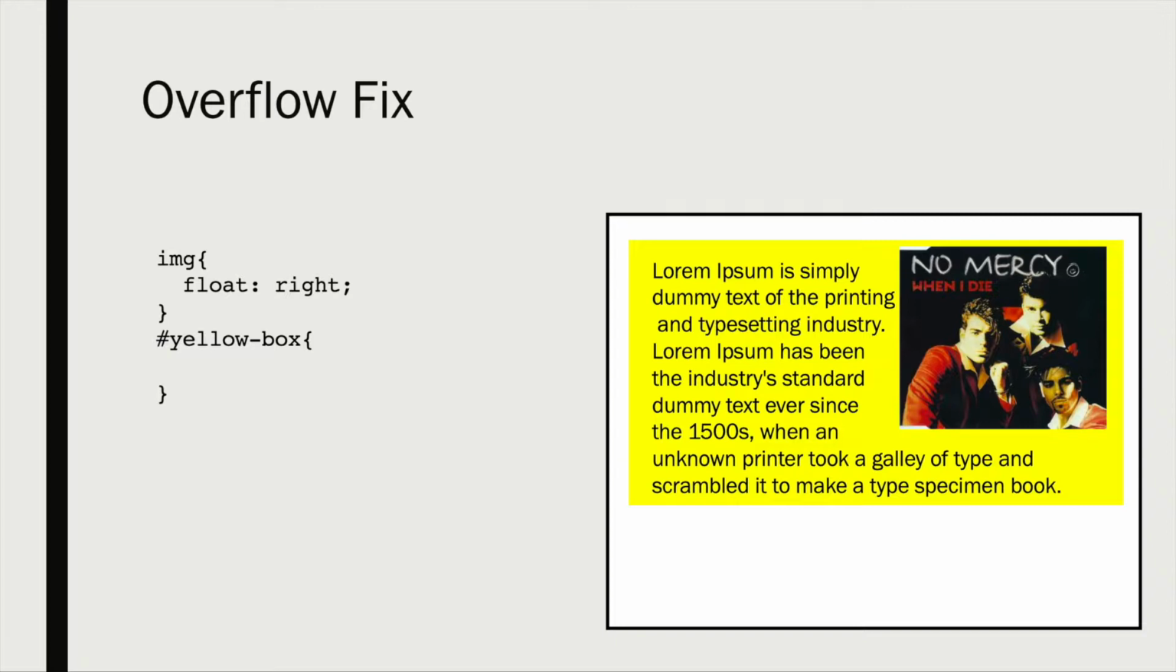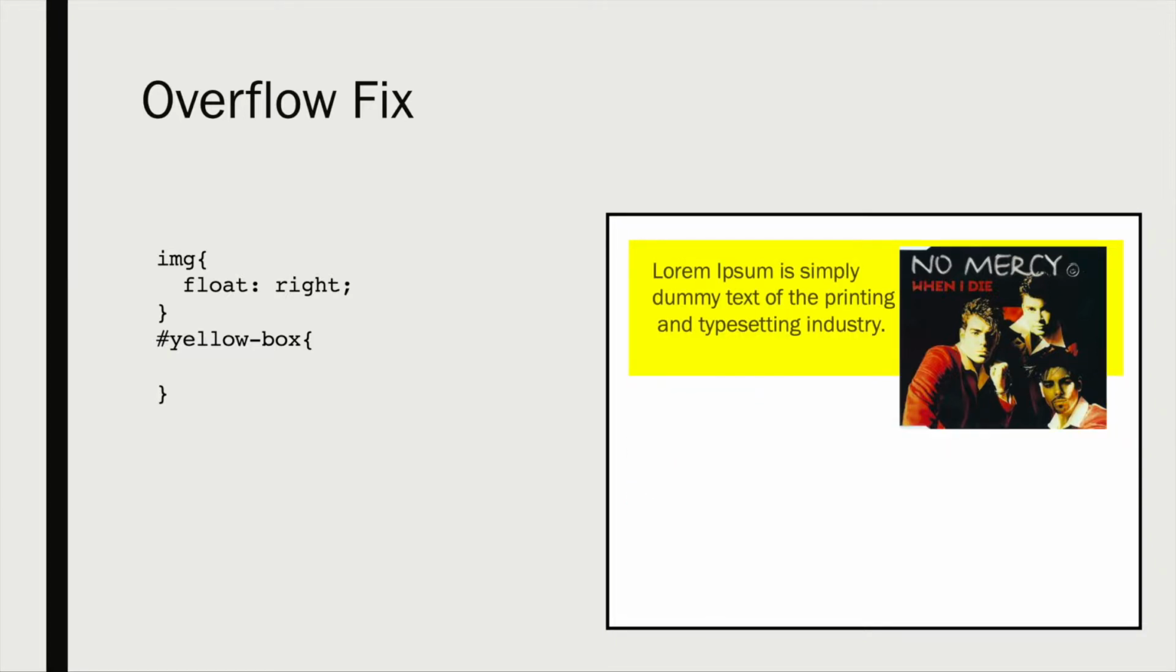However, if you have a container with something that is being floated and the stuff inside the container that is not floated does not match up with the size of the element, then the content will be shorter, the floated element will be outside the box, and your other items around it won't exactly line up. So what you can do is use what's called an overflow fix.